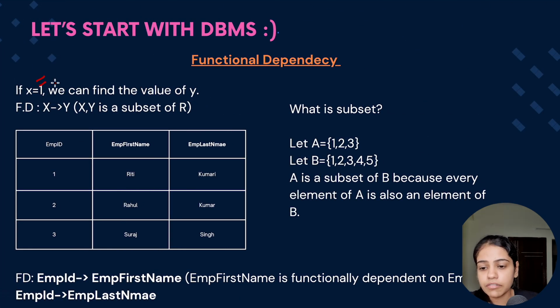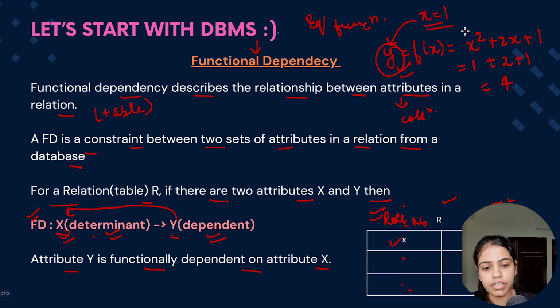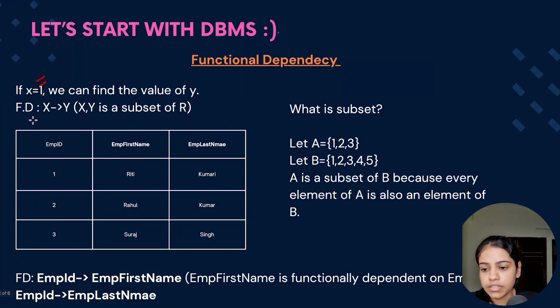Now, if x is equal to 1, we can find the value of y. The same example which I showed here, that if we know the value of x, we can find the value of y here as well. Now, functional dependency x determines y. X and Y are a subset of the relation. So if there is a table or there is a relation, then x and y are always a subset of that particular relation. Here I am talking about subset, but what subset exactly is? So let there be two sets A and B.